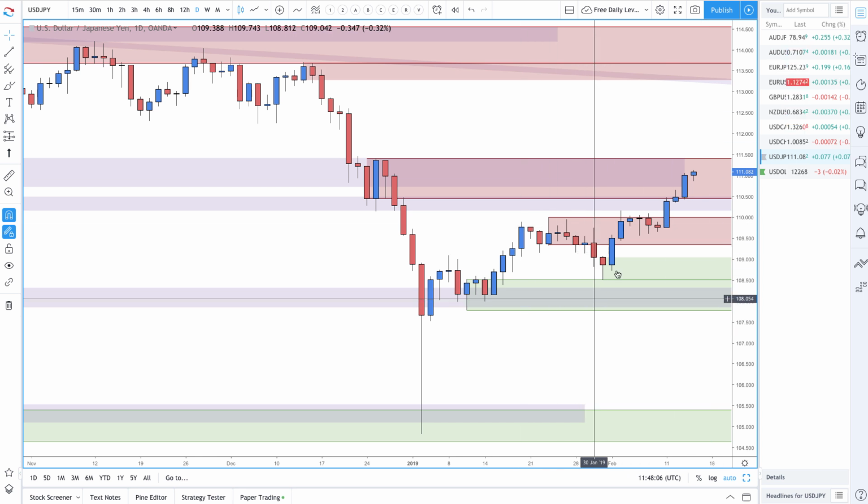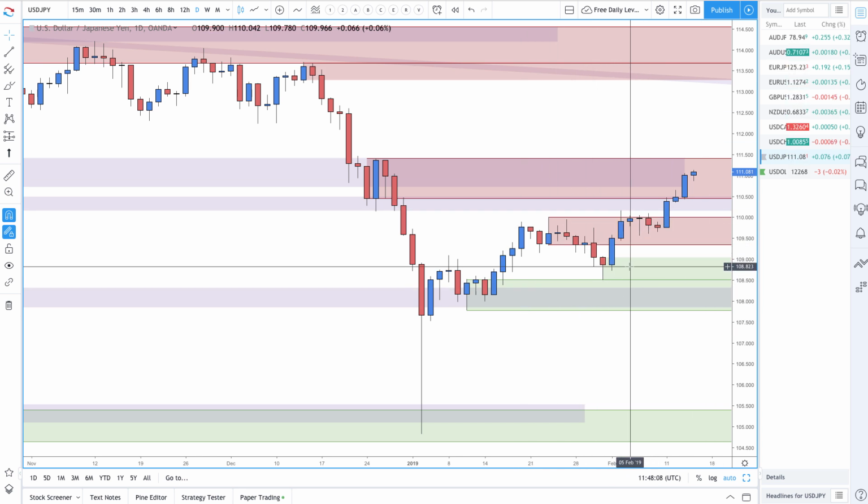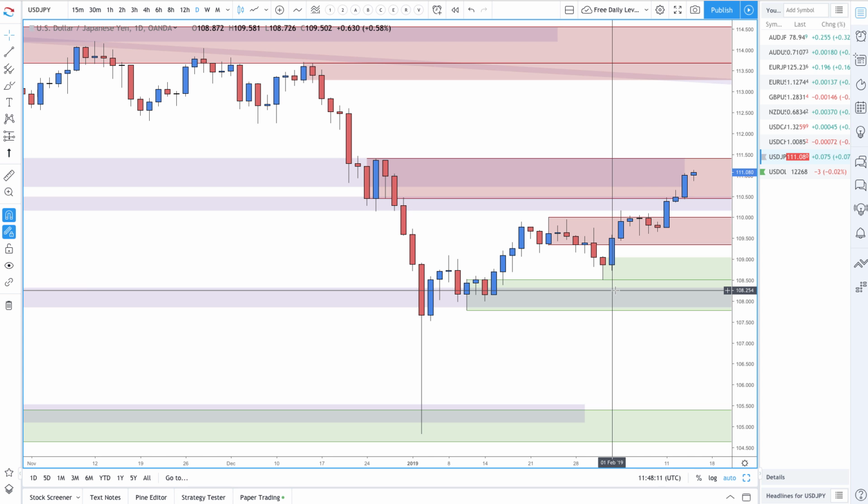Is it at a supply? Are they at a demand zone? And then you make your trading decisions based on that.